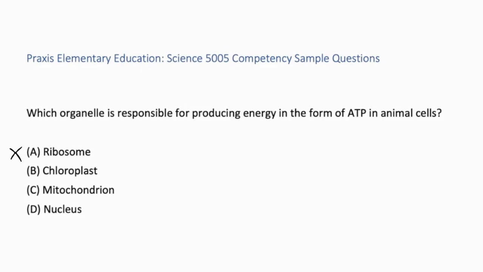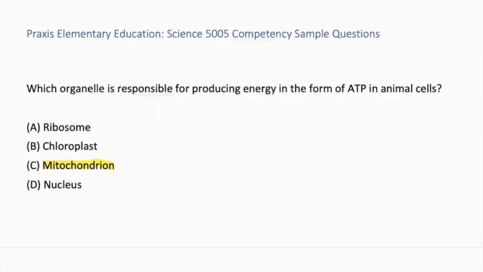A. Ribosome is incorrect. This builds proteins, not energy. B. Chloroplast is incorrect. This produces energy in plants, not animal cells. D. Nucleus is incorrect. This stores the DNA. It's the control center of the cell, but doesn't make energy. The correct answer is C. Mitochondrion. Mitochondria convert food molecules into ATP.